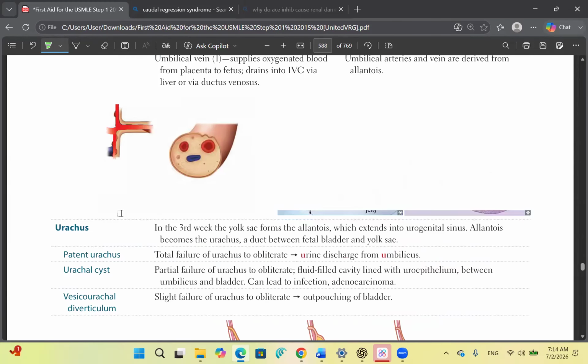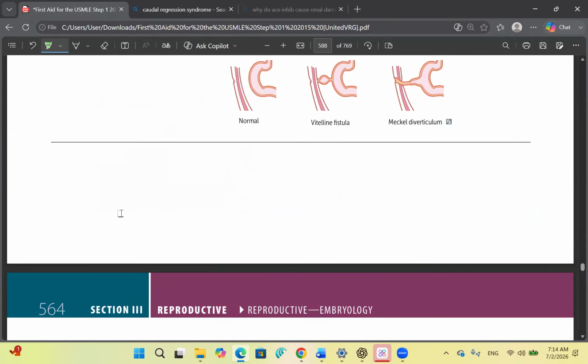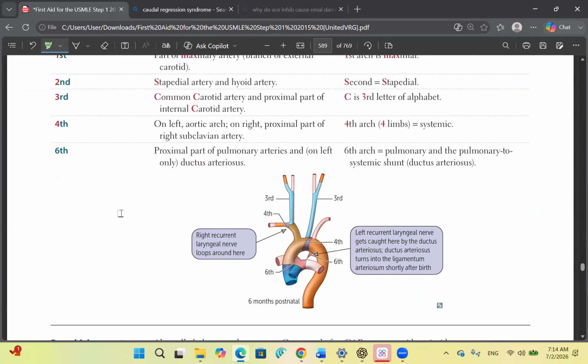And if none of that happened, there would be no twins. We can now go to the aortic arches.